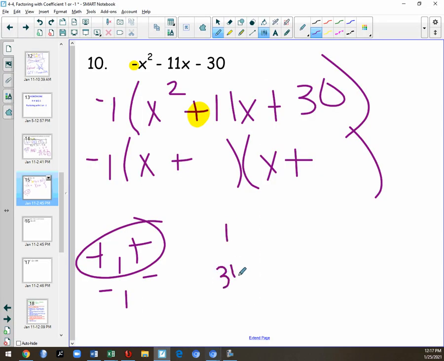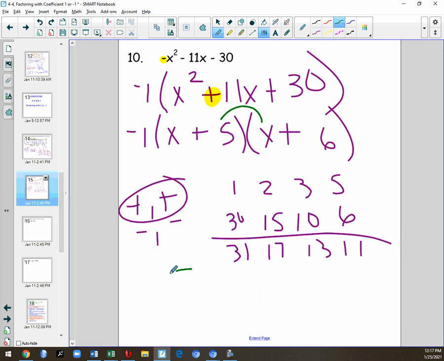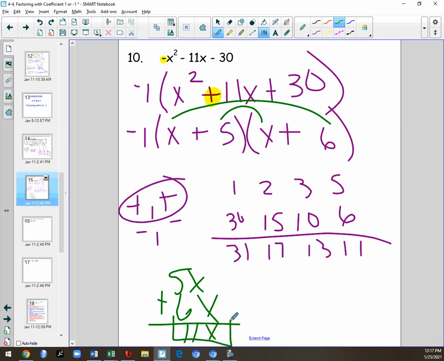So 1 and 30, 2 and 15, 3 and 10, 4 no, 5 and 6. So I need to add to get to 11, so that's 31, 17, 13, and 11. So I'm going to use a 5 and a 6. How do I know that I'm right? Inner gives me a 5x, outer gives me a 6x to give me a grand total of 11x. And yes, I know I'm right.